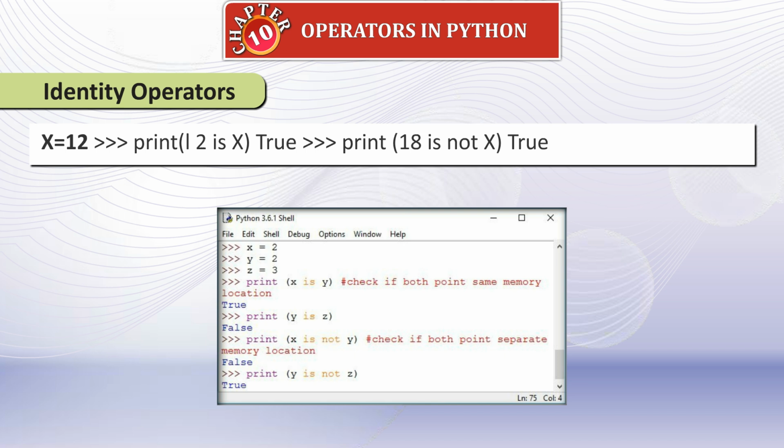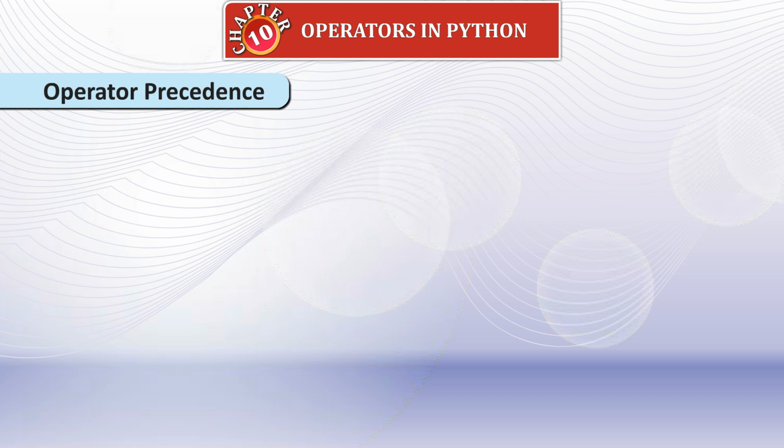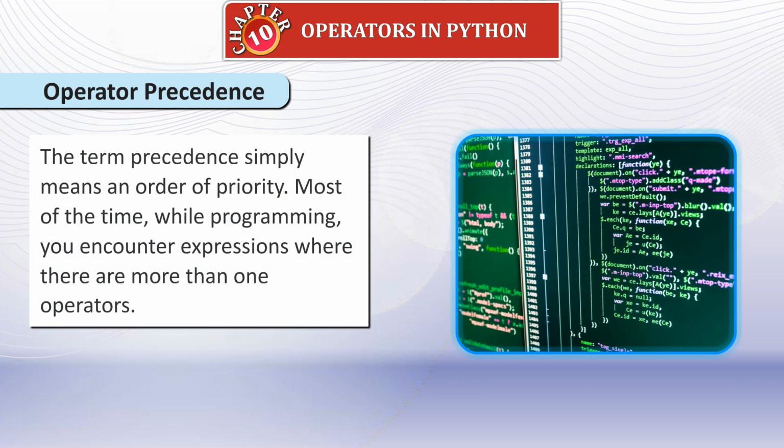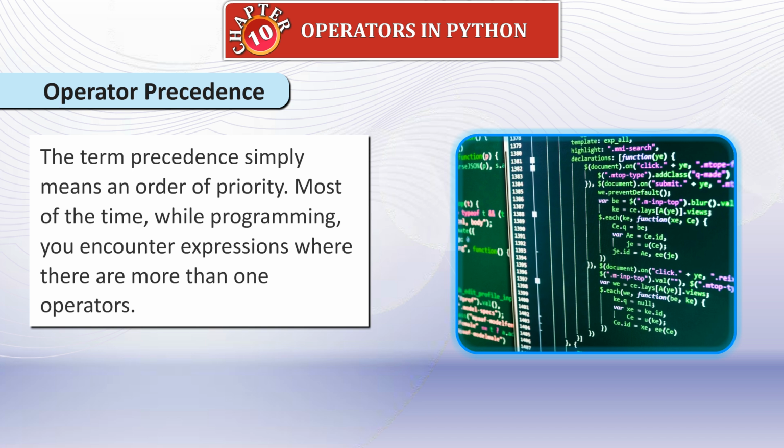x = 12. print(12 is x). True. print(18 is not x). True. Operator precedence. The term precedence simply means an order of priority.